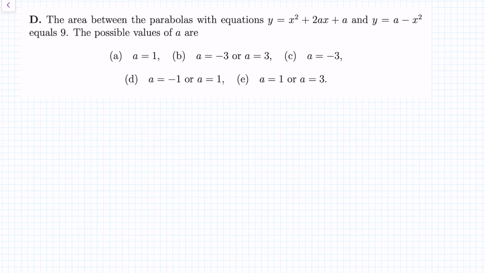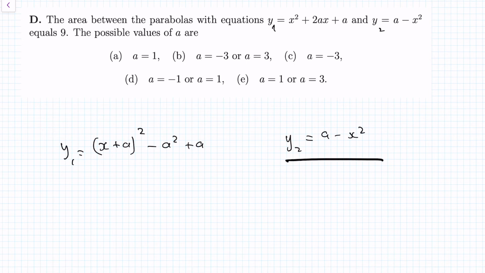So how do we solve this question? Well, if we call this y1 and this is y2, and if you complete the square for y1, you get (x + a) squared, that's y1, minus a squared plus a, and y2 is equal to a minus x squared.